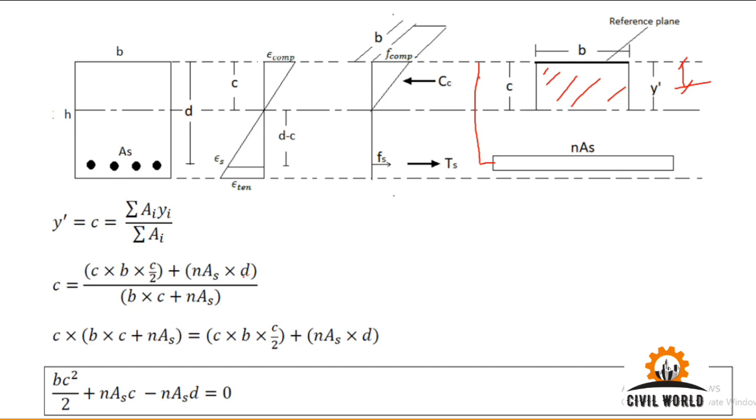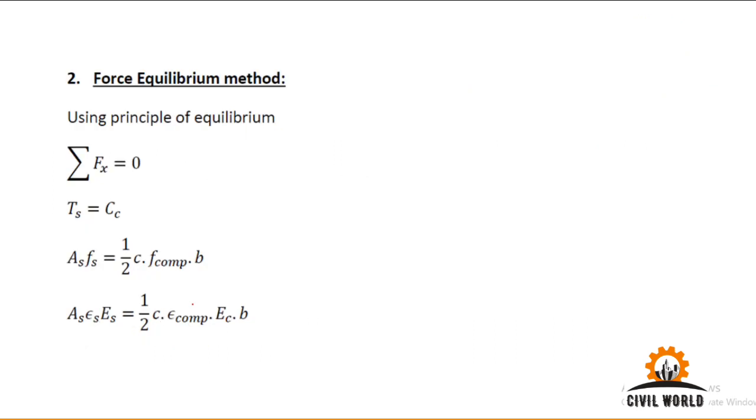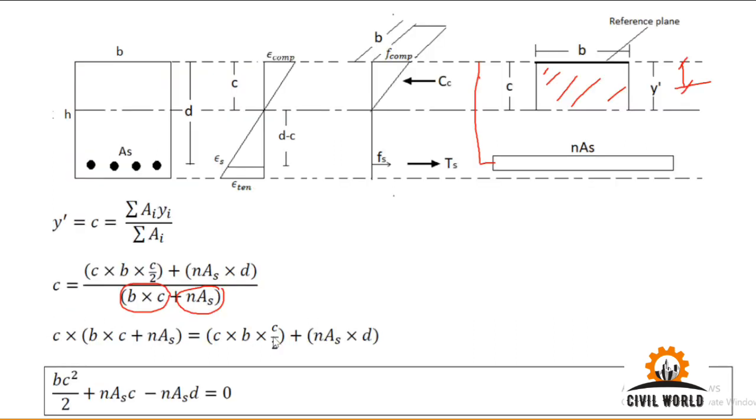Then divide by the total area, which is area 1, B into C, and area 2, N into AS. Simplifying this equation comes out to be BC squared divided by 2 plus NAS into C minus NASD, which is equal to 0.